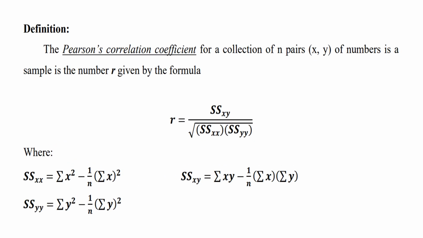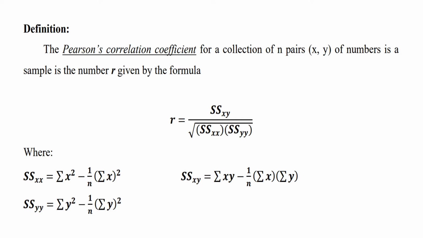So let's deal now with this slide, the definition. The Pearson's correlation coefficient for a collection of n, which is your sample size, pairs of numbers x and y, is the number r given by the formula. We simply use r to represent your Pearson's correlation coefficient.